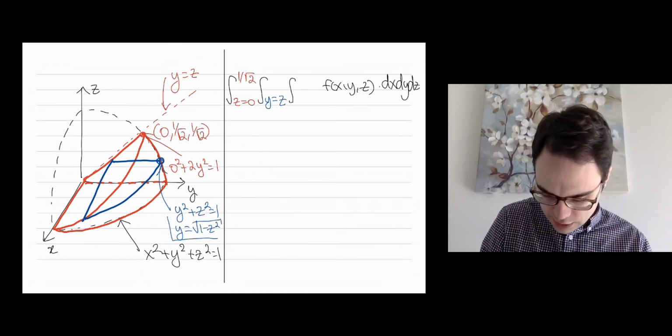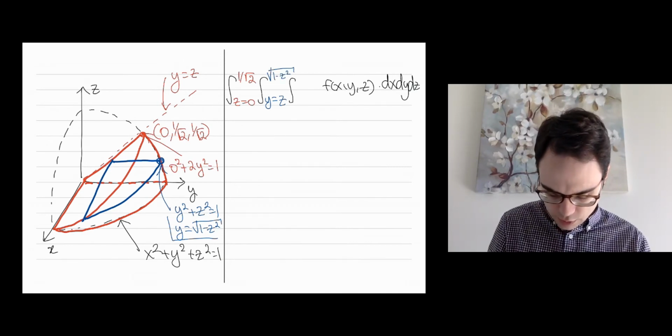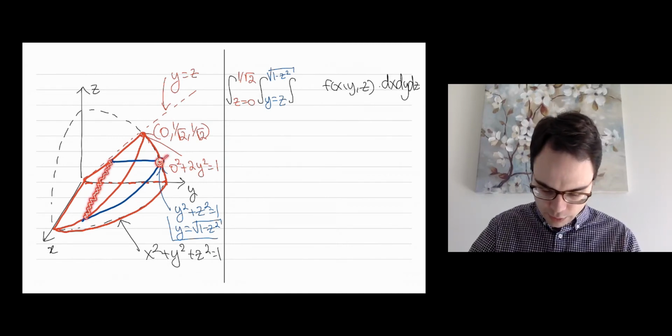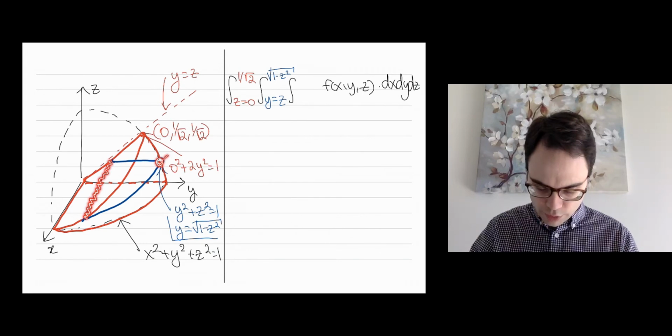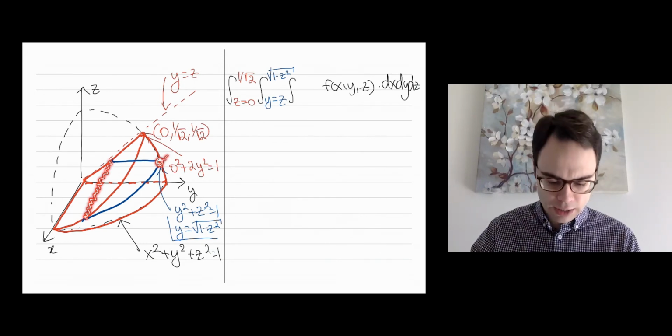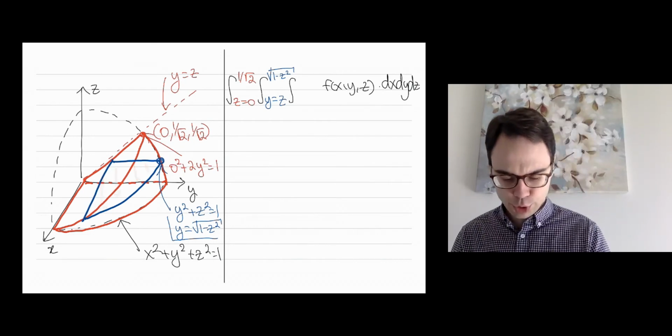Okay, so that's the upper bound for y, 1 minus z squared. Right, so y starts at z being here and stops over here where it is equal to 1 over root of 1 minus z squared. That's the maximum value of y in this blue shape.